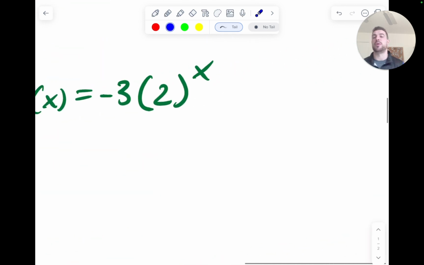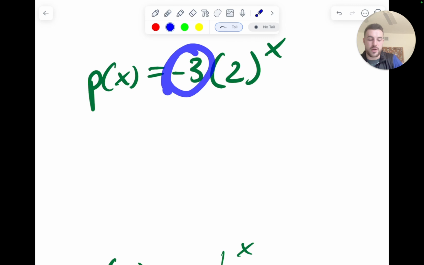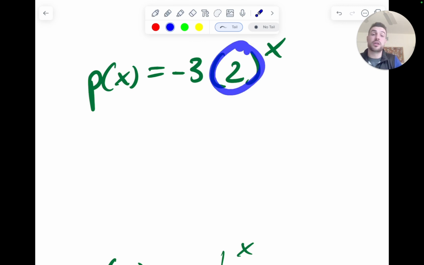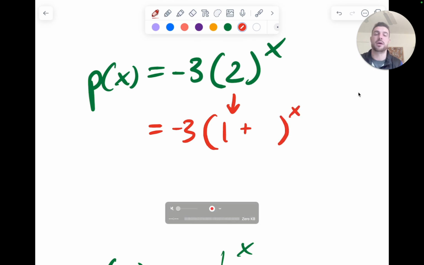So we have another similar problem right here. P of x equals negative 3 times 2 to the x power. So again, we got some other stuff going on in front here, but right now we're only concerned with our growth or decay rate. Well, if we look at our base, this is growth because it is bigger than 1. Well, how much are we growing by? So what we can do is we rewrite this. So we have 1 plus or minus some number to the x power.